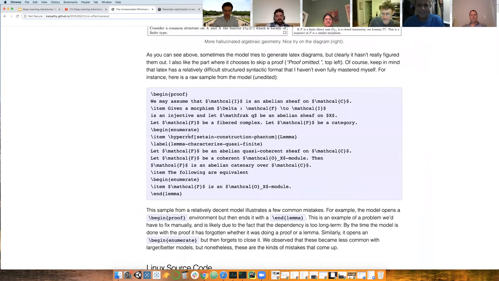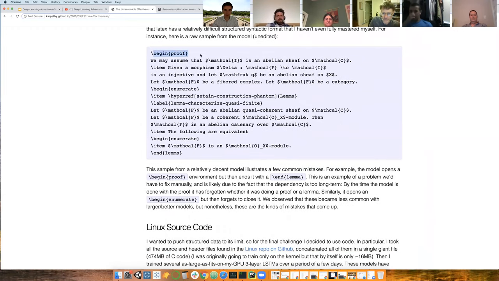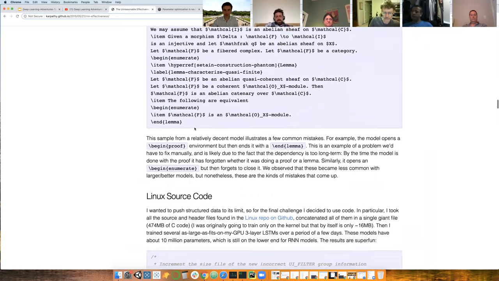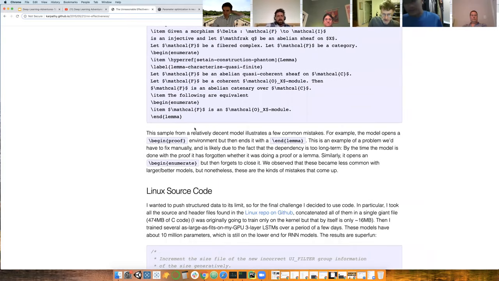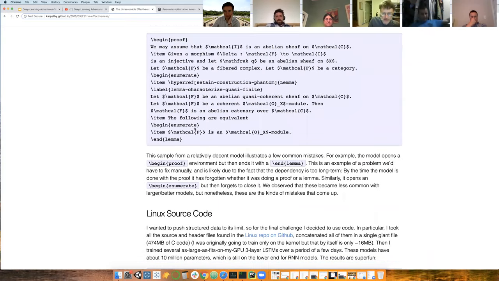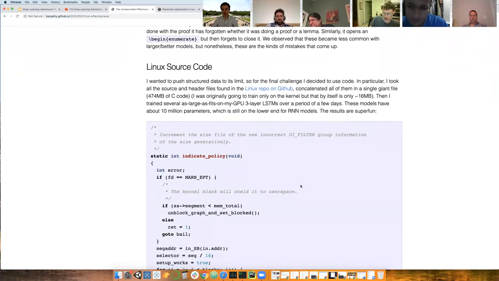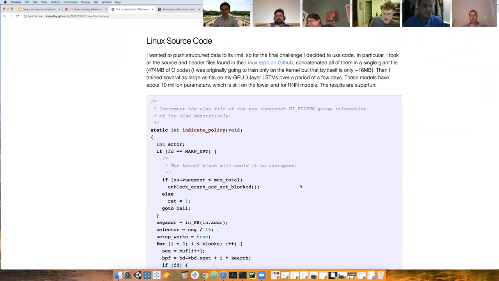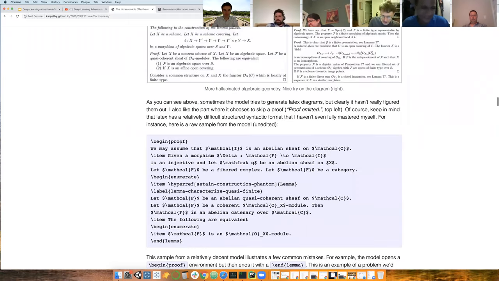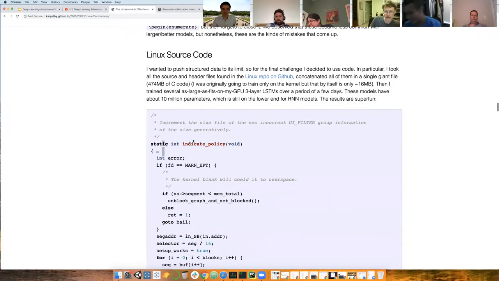And this is the LaTeX code here. So it knows how to begin proof. Sometimes it forgets to end proof, or begin lemma or end lemma. That was interesting. Another thing that's really interesting is that this article is actually 5 years old. And this was using, I think, just a standard RNN, a mixed character RNN. That's why it failed at some of those long-range things: it begins a proof, then forgets what tag it was beginning and ends the lemma instead.